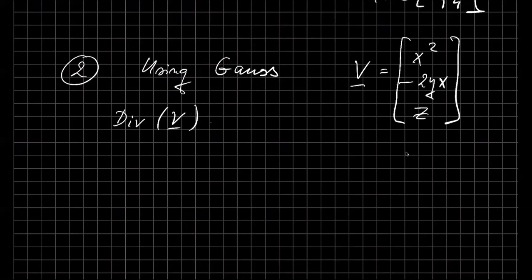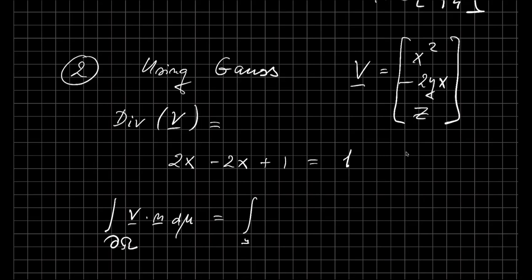I need to compute the divergence of this vector field here. So it will be 2x, and then I should differentiate the second coordinate with respect to y. I get minus 2x, and then finally z with respect to z, that is plus 1. So the divergence is 1. Now it becomes truly easy because when I calculate the flux through the surface, it is this one I have here times n. So this is the flux through the surface, and this is equal to the volume integral of the divergence of the vector field.